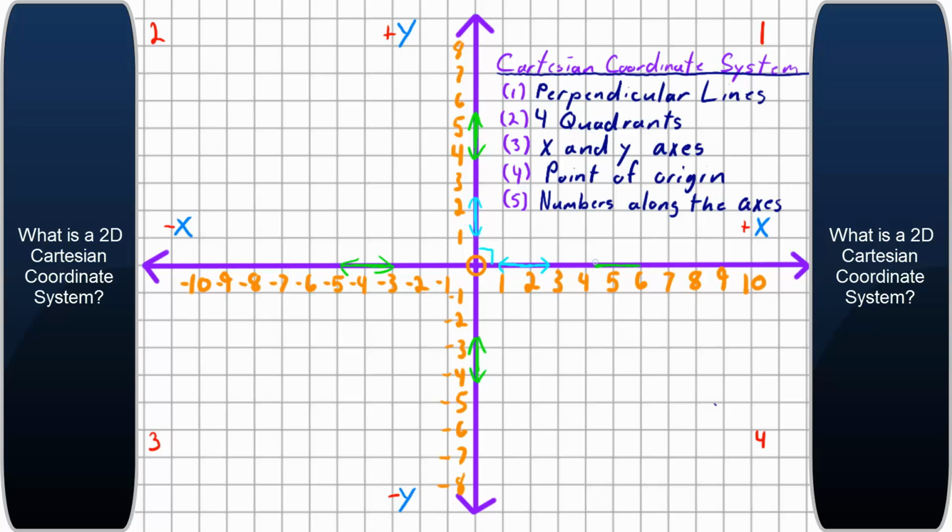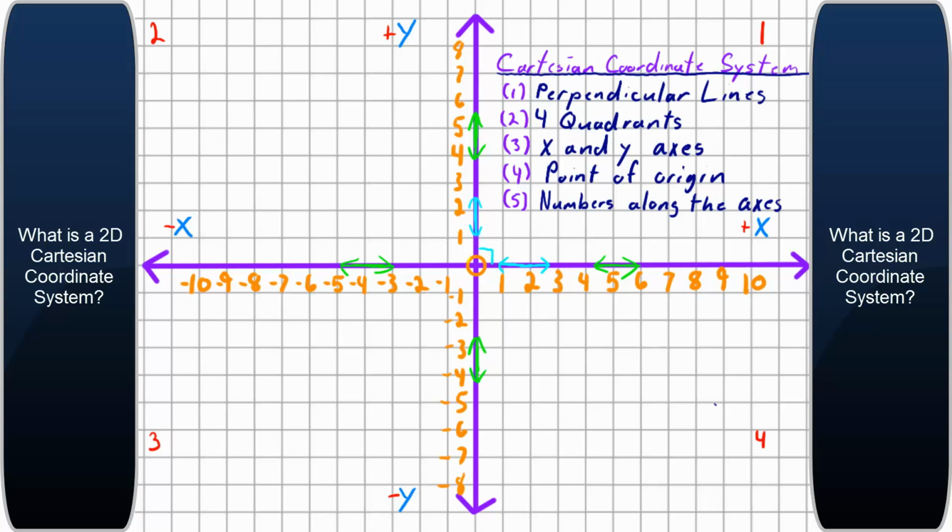See the green line I drew for the x-axis? It also has a positive and a negative. And it goes from east to west. East to west. The east is positive and the west is negative.